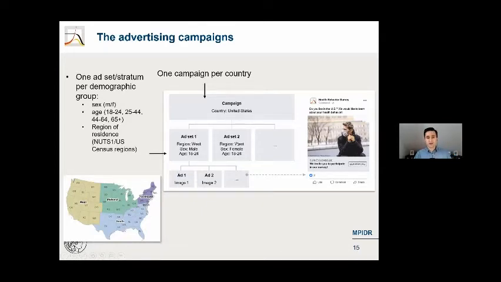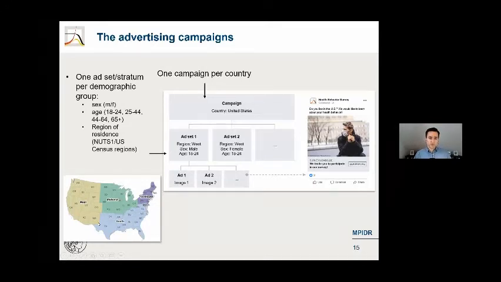Here we stratified these ad sets by user sex, male or female, or gender, as Facebook uses the term, and then by 4 age groups: 18 to 24, 25 to 44, 45 to 64, and 65 plus, because from 65 plus on, Facebook does not differentiate its users anymore, to maintain their privacy. Then within each country, we had between 3 to 4 regions. This is the example of the US, where we had 4 regions.